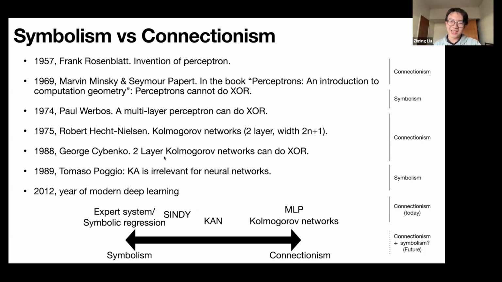But unfortunately, in 1989, Tomaso Poggio said that the Kolmogorov-Arnold representation is irrelevant for neural networks because of the pathological behavior of the inner functions. They can be very non-smooth. So that is basically the winter of the Kolmogorov-Arnold network.